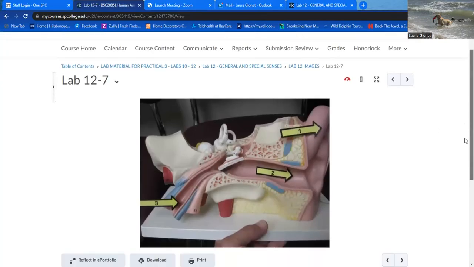Okay, then we're going to look at the ear models. So we have 1, 2, and 3: the pinna, the external auditory canal or meatus, and the eustachian tube or the pharyngotympanic tube.